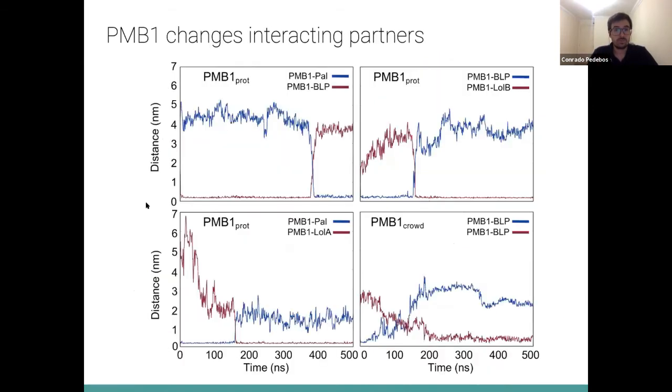We also saw PMB1 changing interaction partners many times during our simulations. In this case, I'm talking specifically about proteins. As you can see here, polymyxin can change from Pal to BLP, from BLP to LolB, from Pal to LolA, and from one BLP to another BLP. So this is kind of the idea of hitchhiking. It uses the proteins somehow to move and to navigate this complex mixture and jump around.